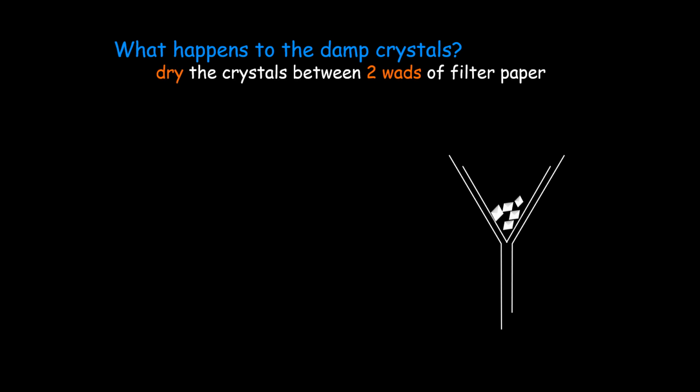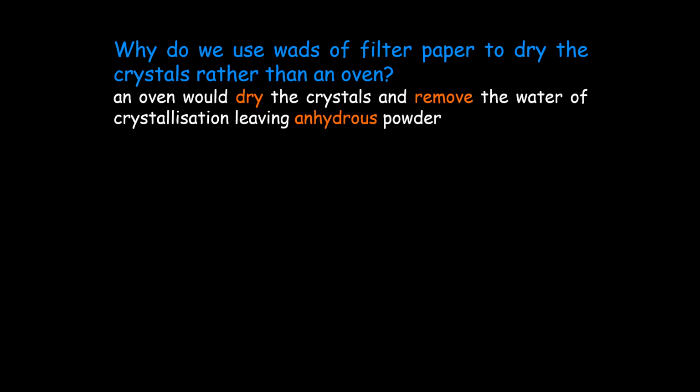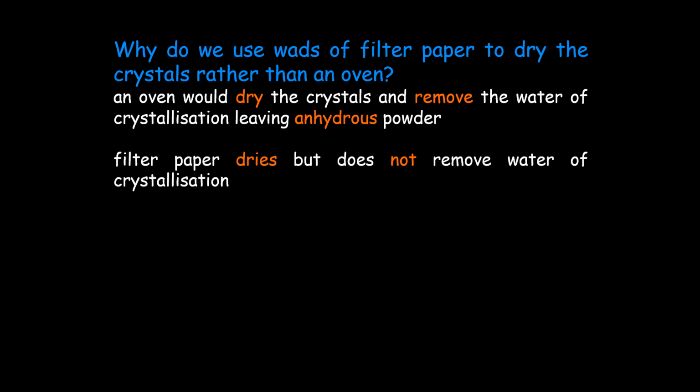Dry the crystals between 2 wads of filter paper. An oven would dry the crystals and remove the water of crystallization, leaving anhydrous powder, whereas filter paper dries the crystals but does not remove water of crystallization from inside the crystal structure.